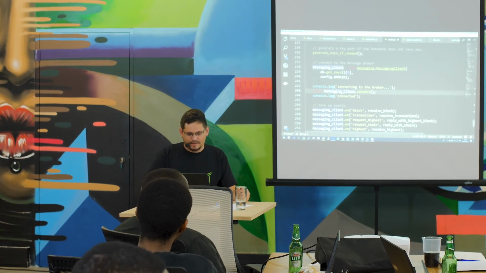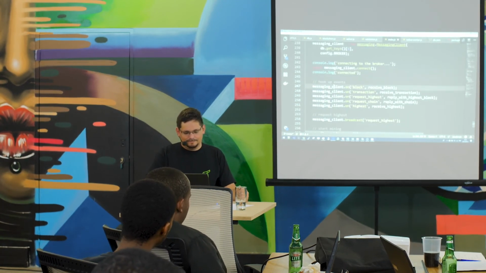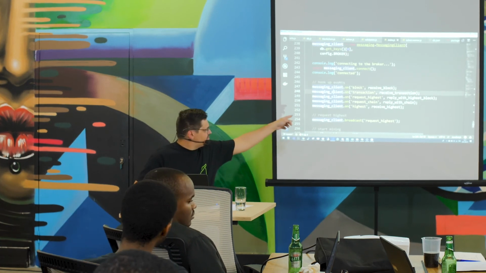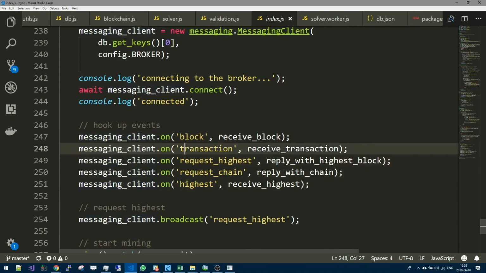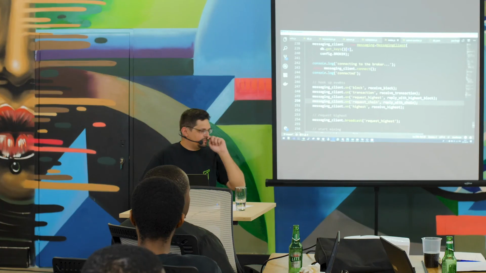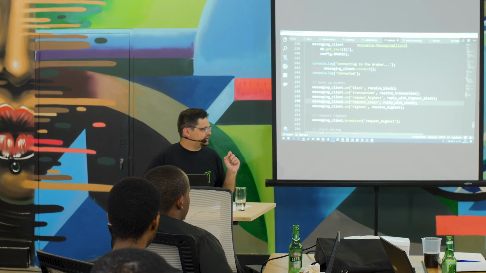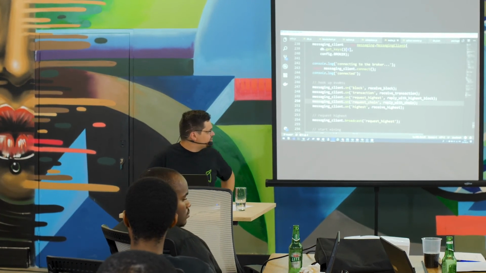We connect. Then we just hook up some event handlers. These are the possible messages we can receive. This is the message for receiving a block, for receiving a transaction, for receiving a response for the highest block. We'll see that in a second. For a chain request, it's possible to ask another node to send you the entire blockchain. If any of you have run the project yet, you will have seen that it downloaded the entire blockchain.